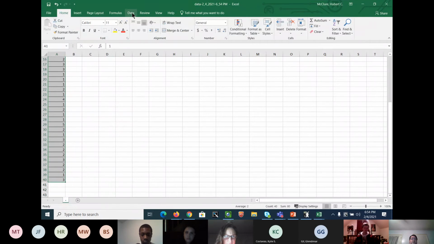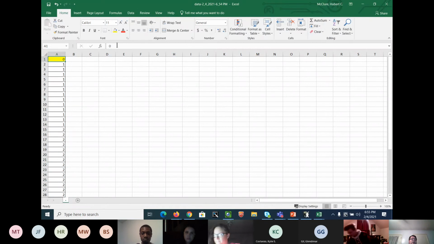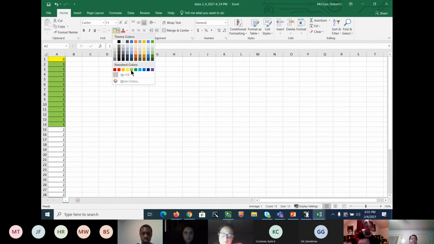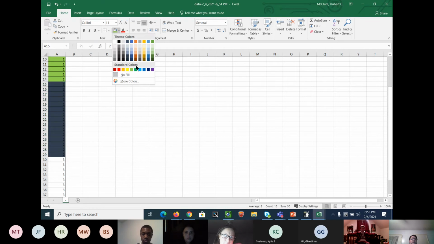Data, sort. And there's all my numbers. So I got a 0 there, and I'm going to highlight that yellow. And then I've got all these 1s right here. I'm going to highlight those verde. And then I've got all these 2s, and I'm going to highlight all my 2s in aqua.